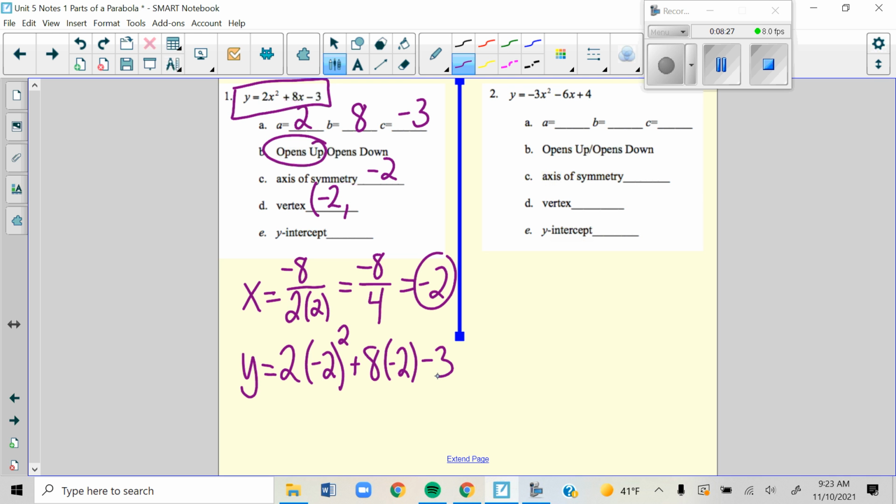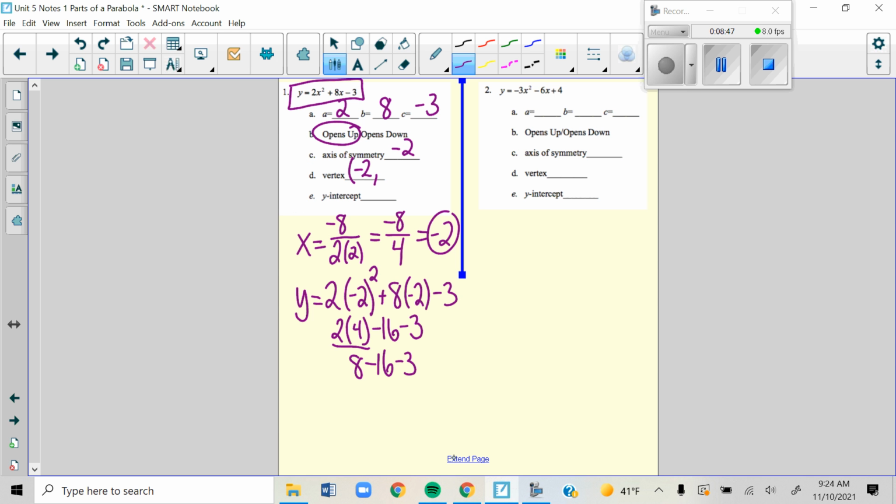Okay, so -2 squared. So -2 times -2 turns into a 4. 8 times -2 is -16. 2 times 4 gives us 8 minus 16 minus 3. And 8 minus 16 gives us a -8. And then we have a -3. We end up with -11. So that's our y coordinate of our vertex. And then we have our y-intercept, and that's our c value. And so our c value is -3, so our y-intercept is just -3.